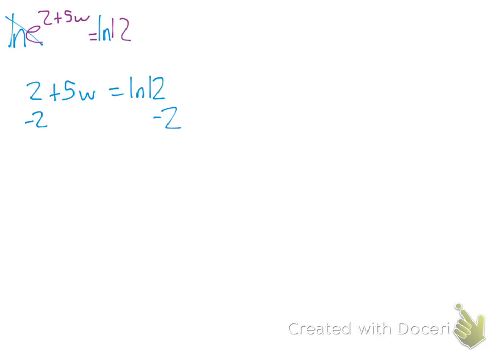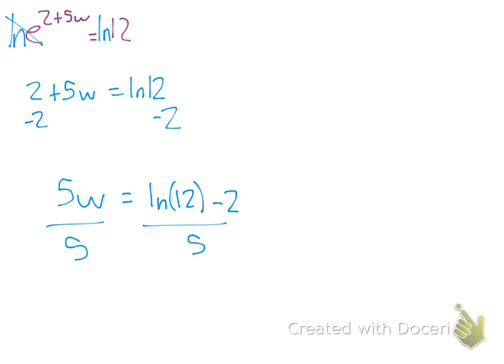It is not natural log of 10. Natural log of 12, guys, has to go first. So you may want to put parentheses around that, and then you're going to subtract 2. I need to figure out what natural log of 12 is, and then I can take the 2. And then, after I do that, I can divide everything by 5. So w equals natural log of 12 minus 2, all over 5.